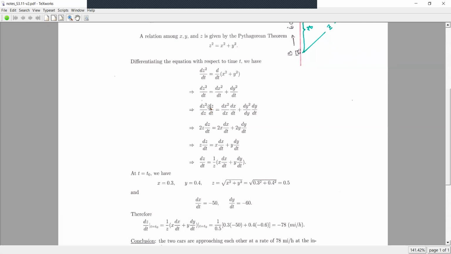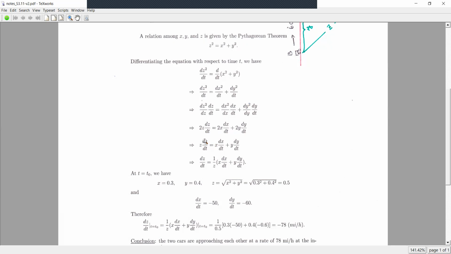If I cancel dc, then the product returns to this derivative. The derivative of c squared with respect to c is 2c. The derivative of x squared with respect to x is 2x, and the derivative of y squared with respect to y is 2y. Now, divide this equation, both sides, by 2. Then I have this equation.